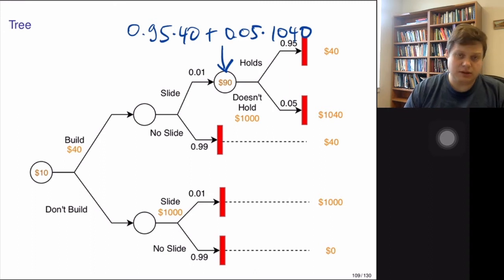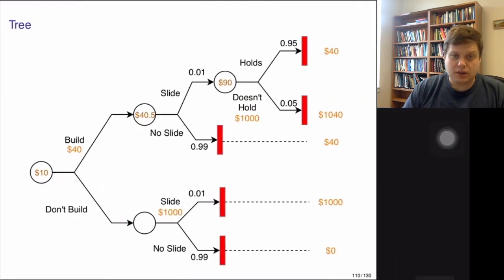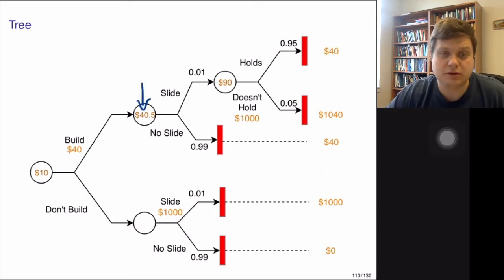Or 1 million and 40,000, because the 40,000 is the cost of the wall and 1 million is the cost of the property damage. So if you combine those two together, you get $90,000 is the expected cost associated with this part of the branch.